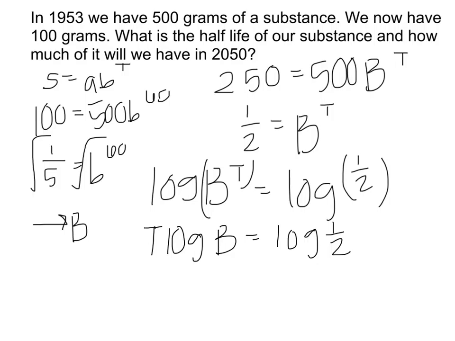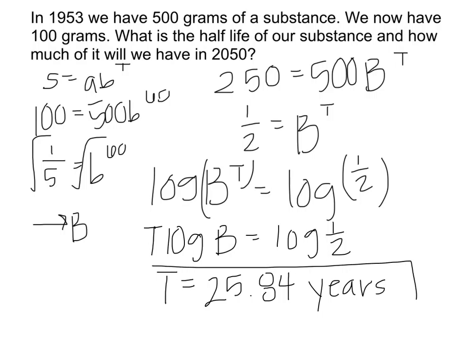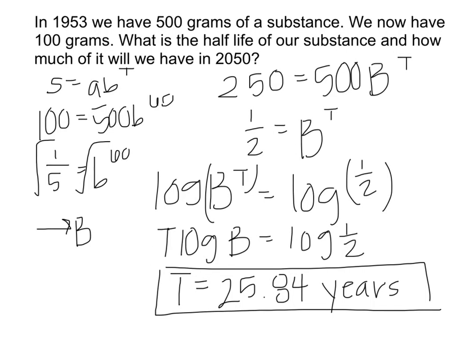And when we do that, we get our time is equal to 25.84 years. That is equal to our half-life. So that's how we do the first section of the problem for the half-life, and now we need to find how much we have in 2050, which is a little bit easier. So I'm going to do that part right here.